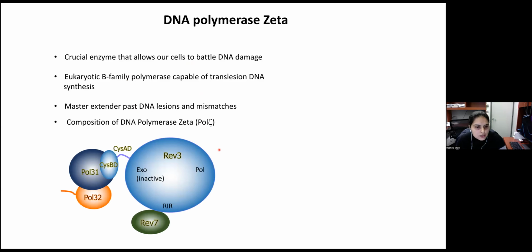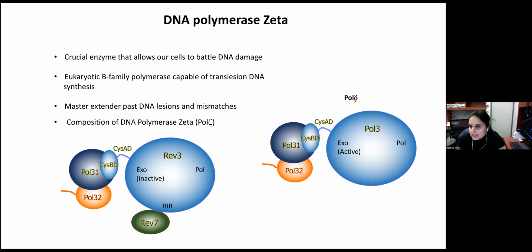In terms of the composition of Polζ, it's composed of the catalytic module Rev3, which has a polymerase domain and an inactive exonuclease domain. It has 2 cysteine-rich modules, CysA and CysB, at its C-terminus. In terms of the accessory subunits, it has Pol31 and Pol32, which it actually shares with the high-fidelity polymerase, DNA polymerase delta. Polζ also has a third accessory subunit called Rev7, which is unique among B family polymerases, and it belongs to the HORMA family of proteins, which have other functions in the cell, such as acting as spindle assembly checkpoint proteins during chromosome segregation in the cell.